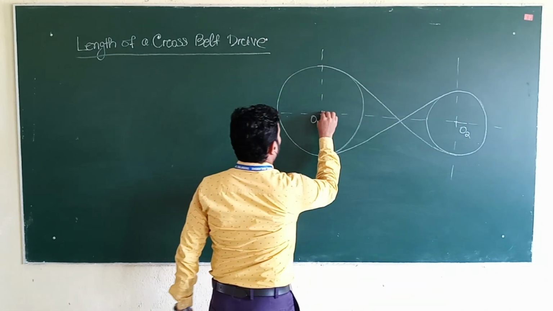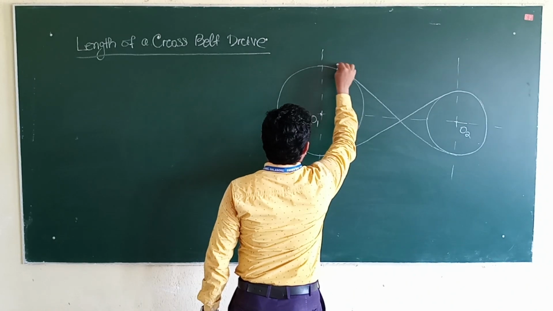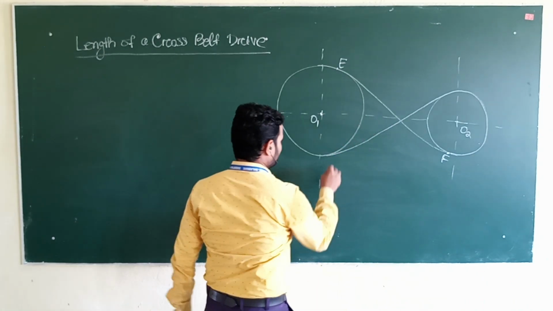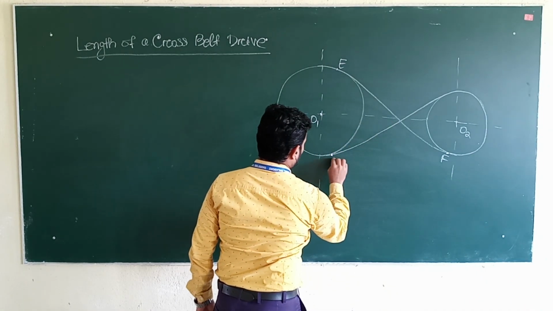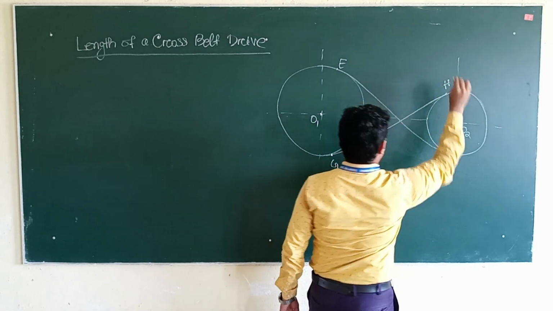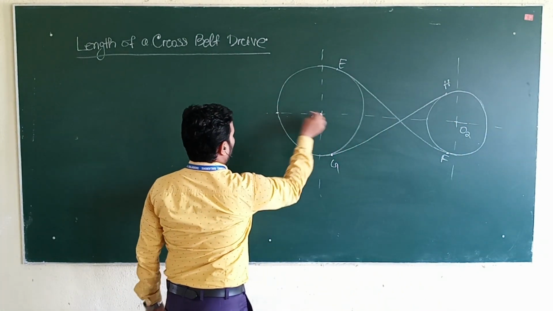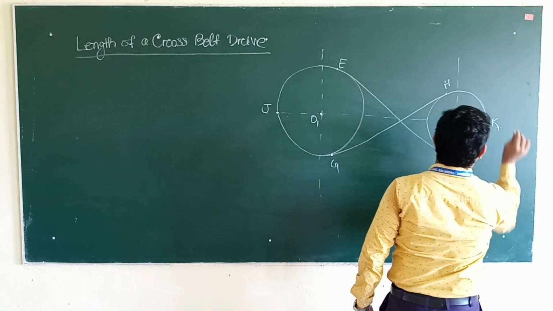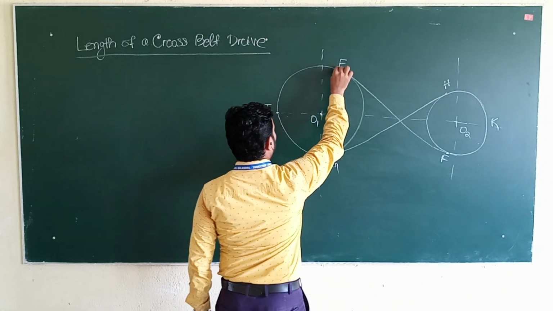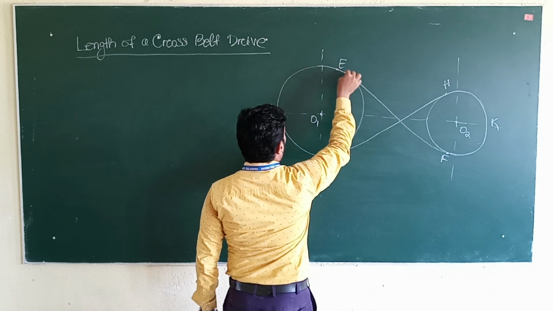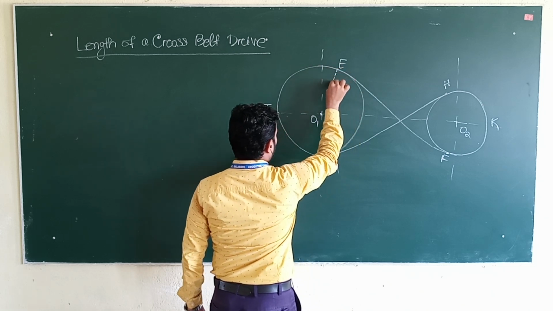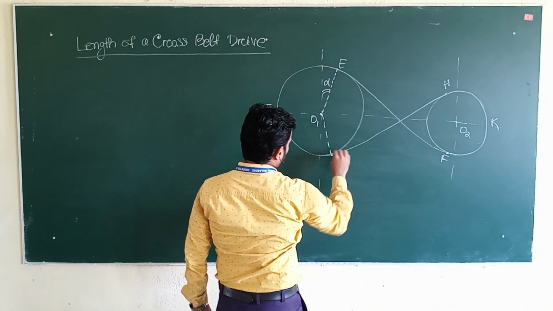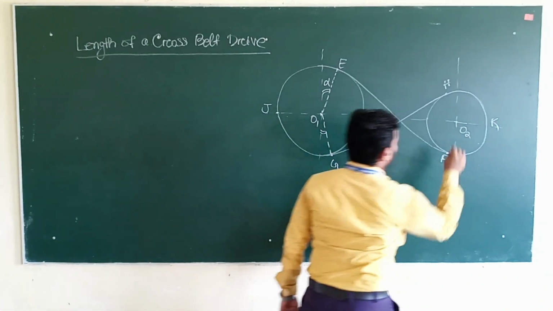Here the belt leaves the larger pulley at capital E and enters the smaller pulley at capital F. Similarly, the belt enters and leaves at G and H. The left side point of the larger pulley is J, and the right side point of the smaller pulley is K. Then at point E, where the belt leaves the larger pulley, if we draw the angle with the center, it becomes alpha. Similarly, if we make this angle, this is also alpha.